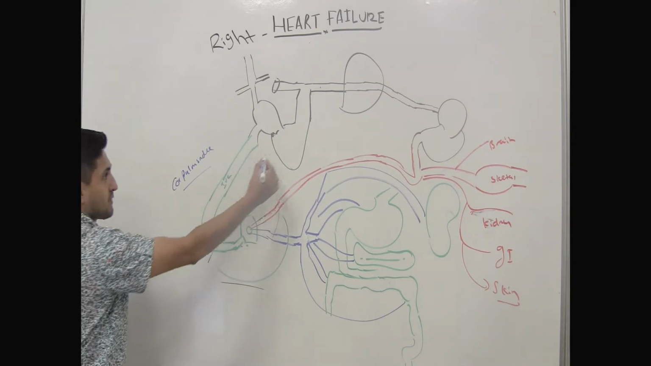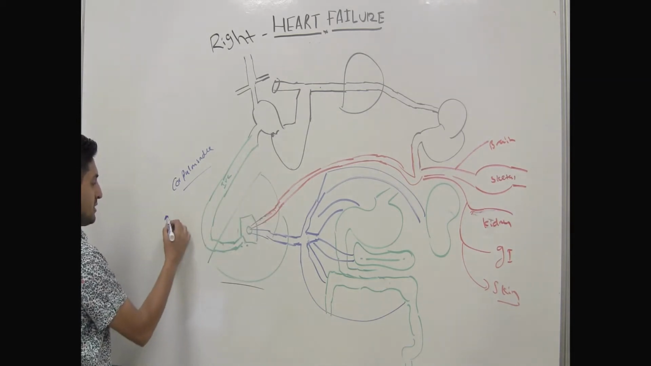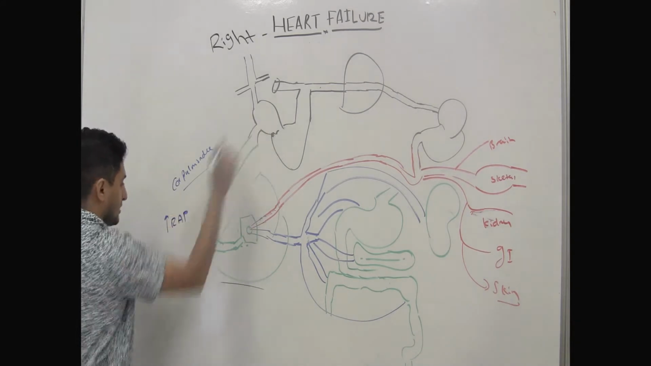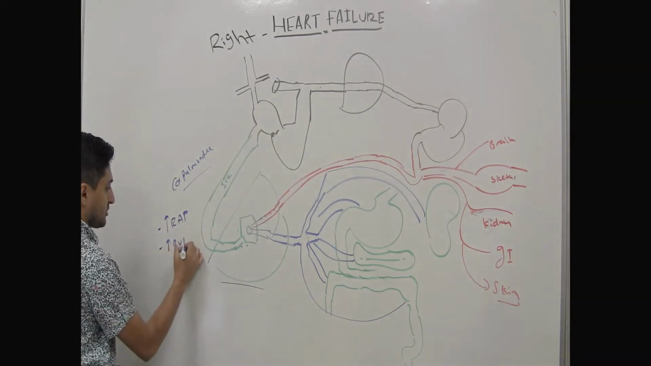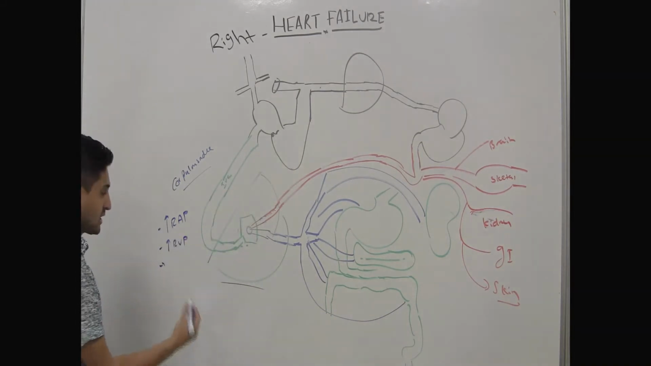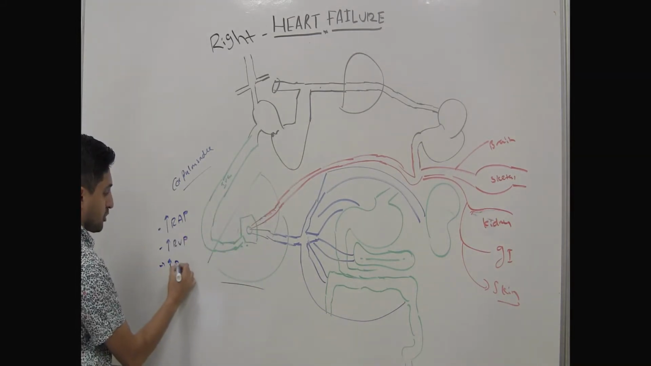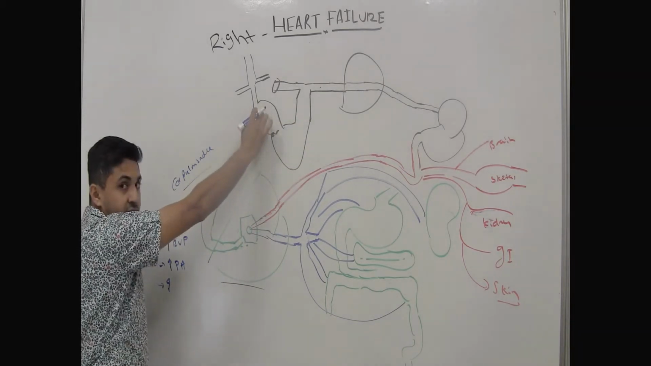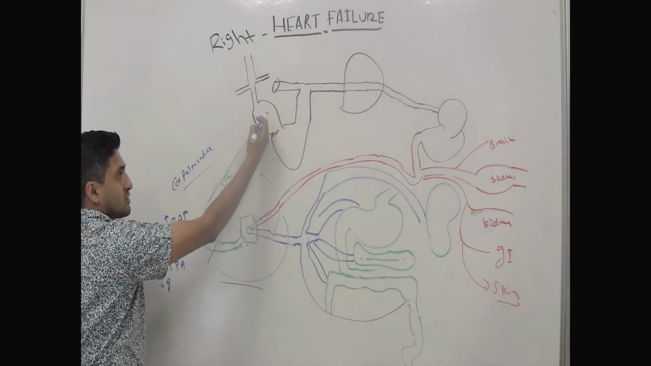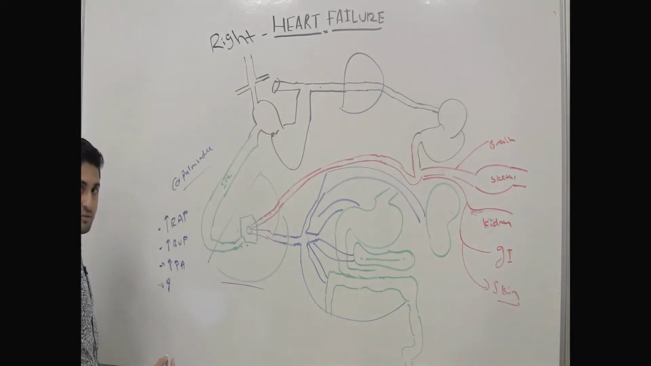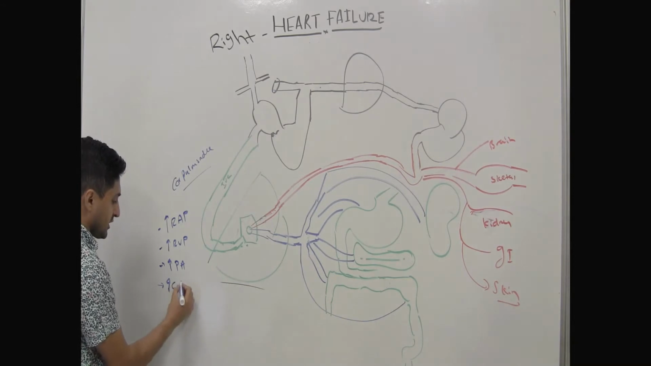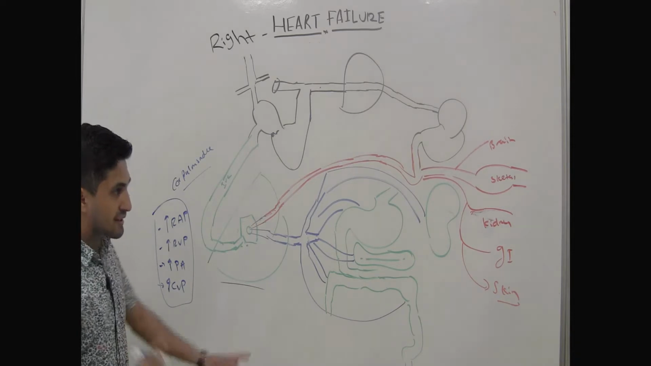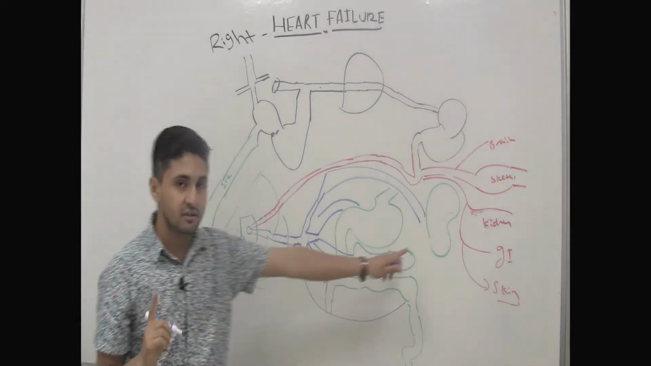Whenever your right heart fails, you're going to have an increase in right atrial pressure, meaning your right atria. You're going to have a pathologically high increase in right ventricular pressure. You're going to have an increase in pulmonary artery pressure down here. Because there's an increase in right atrial pressure, whenever this contracts there will be an increase in your central venous pressure, or your internal jugular pressure, right?